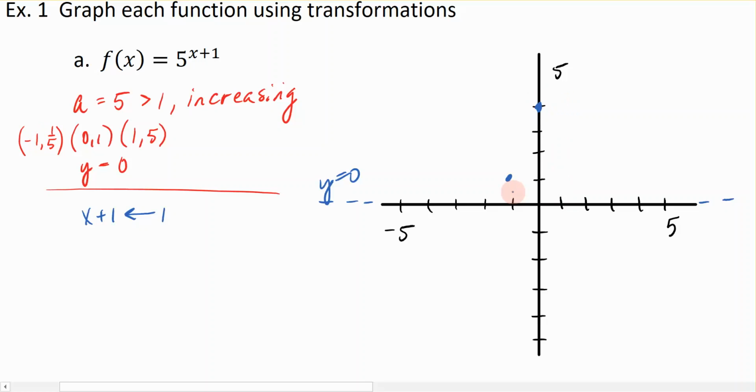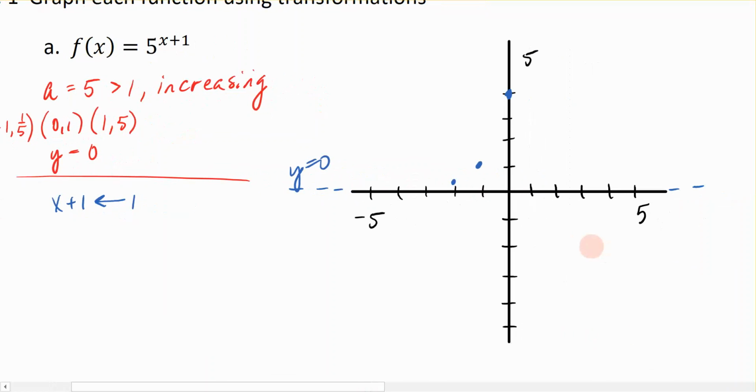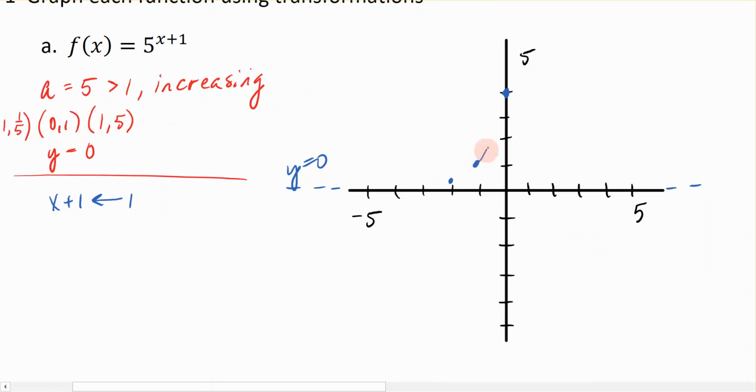And the last point is here at (-1, 1/5). So I started at (-1, 1/5), which is really down low, and I shift to the left by 1, and so I'm somewhere down here. It doesn't have to be perfect. So these are the points that I'm going to use now to draw my function like this. That's about all we need, and that's how we graph it using translations.